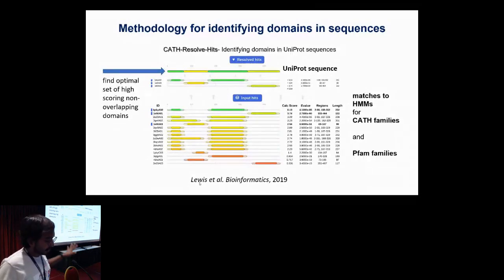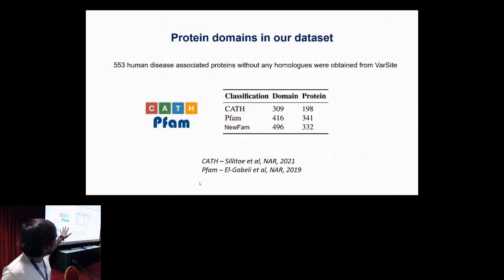For our task, we first assigned sequences to CATH domains, and whatever we couldn't assign to CATH, we assigned to Pfam domains, and whatever we couldn't assign to CATH or Pfam at this moment, we call them NewFAMs. In our data set, we had 553 proteins from VarSite. For those proteins, we got some 309 CATH domains, some 416 Pfam domains, and the remaining around 500 domain-like regions, which we couldn't assign to CATH or Pfam.